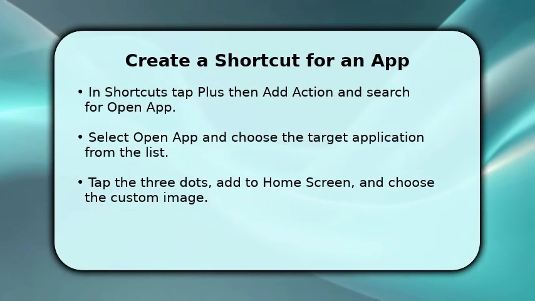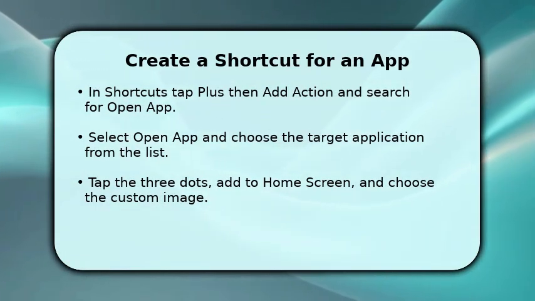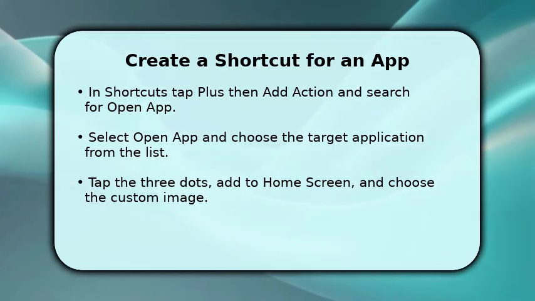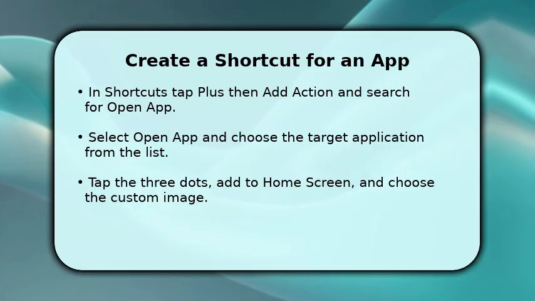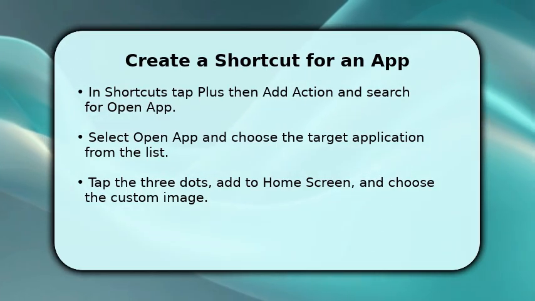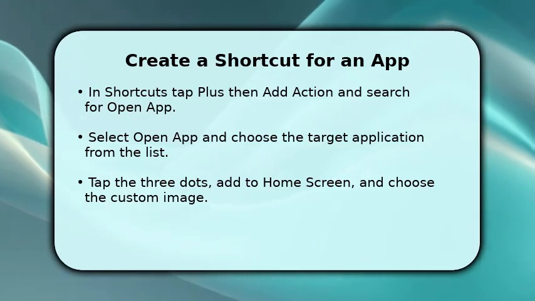Open the Shortcuts app and tap the plus icon to create a new shortcut. Tap Add Action and search for the action named Open App and select it. Tap the word App inside the action and choose the target application from the list of installed apps.